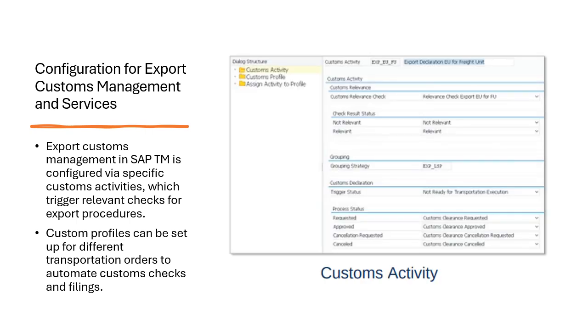And this image shows the configuration of customs activities in SAP TM, which also includes customs relevance checks and assignment of customs profiles to forwarding and freight orders.